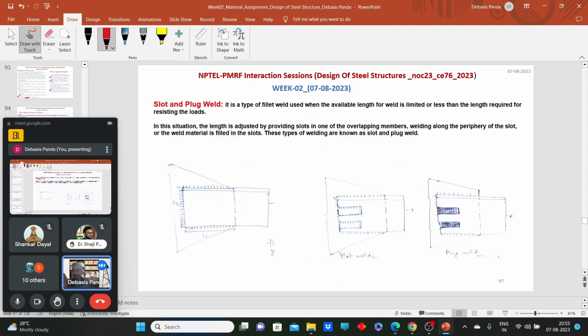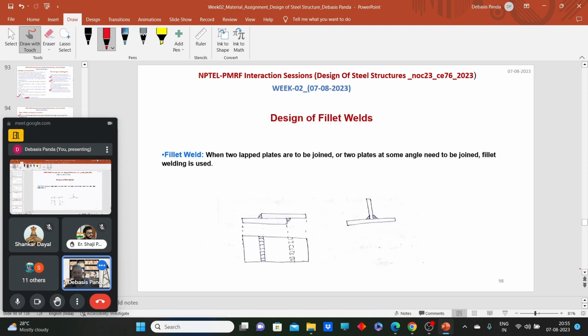Now we have slot and plug welds. Slot weld is basically a type of fillet weld. If we don't have the available length, we make some slots and provide the weld material there. So we will design all these things: slot weld, plug weld, butt weld. But today just stick to the fillet weld. So, design of fillet weld.